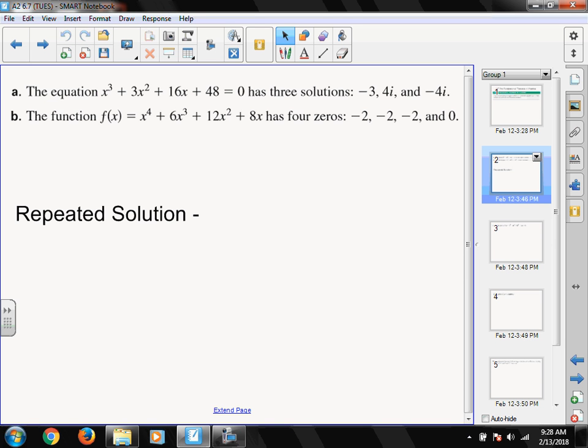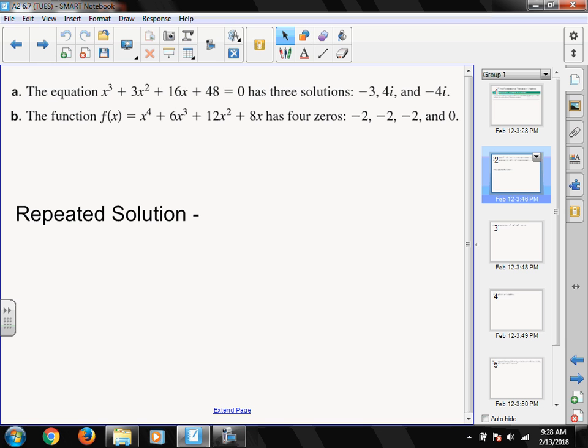Okay. So the equation x cubed plus 3x squared plus 16x plus 48 equals 0 has 3 solutions. One at -3, one at 4i, and one at -4i. So remember, i's are coming back. You remember those from chapter 5.